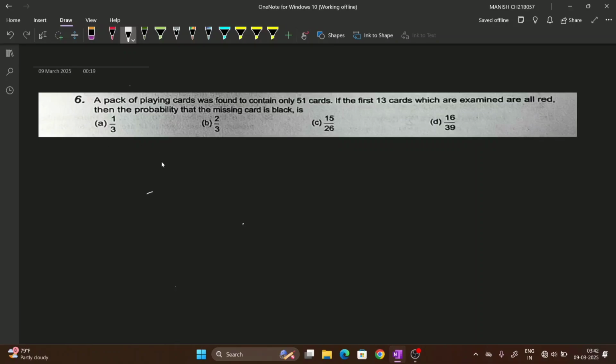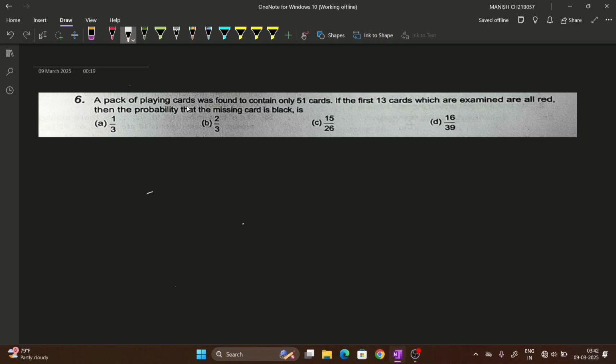Hi everyone, in this video we will understand a problem that says a pack of playing cards was found to contain only 51 cards. If the first 13 cards which are examined are all red, then the probability that the missing card is black. So we have to find the probability that the missing card is black.